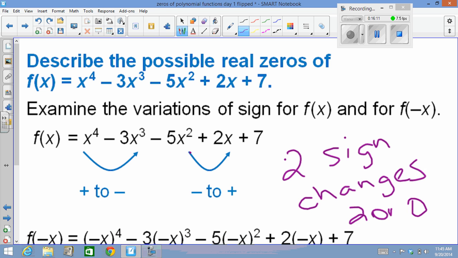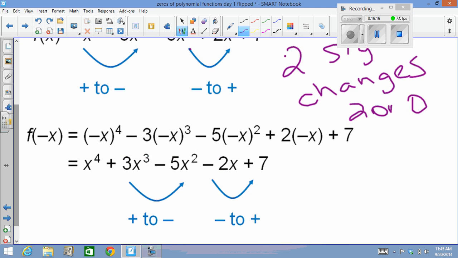Then I need to figure out the number of negative real solutions. So therefore, every time I see an x, I'm going to replace it with a negative x. So instead of x to the 4th, I'm going to have negative x to the 4th. Instead of x to the 3rd, I'm going to have negative x to the 3rd, so on and so forth. And then obviously I would simplify. So a negative number to a positive even power is going to be positive. A negative number to an odd power is going to change the sign. The x squared stays the same, the 2x changes, and the 7 just stays the same.